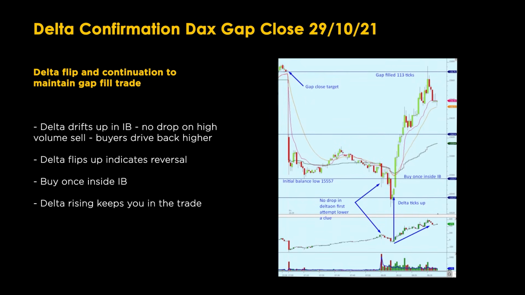What we're looking at here then is the 1 minute. There's the gap up there, which gives you a target of around about 15,670. There's your gap target. You don't know that this trade's on initially. And what you're looking for then is as you come into this day, you're seeing the initial balance form, the initial balance low comes in at 557, and then you get the breakdown.